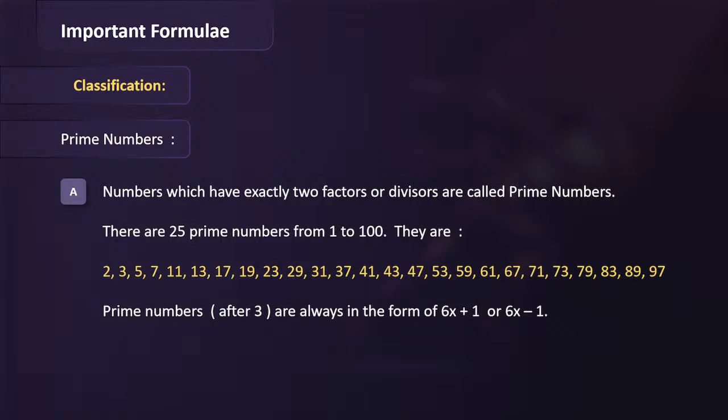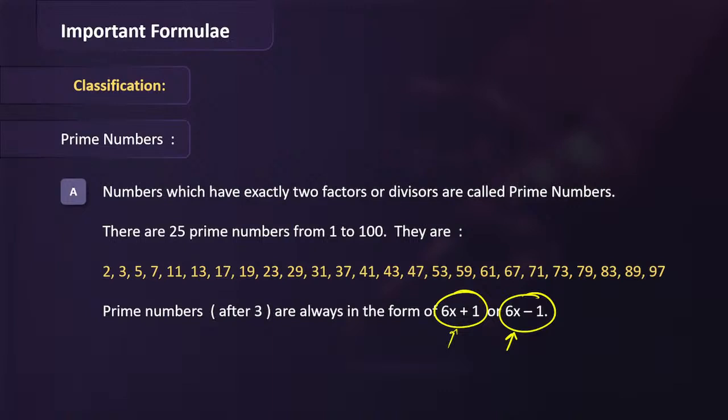Now one very important thing that you all must know is about prime numbers after 3. 3 से बड़े जितने भी prime numbers हैं, every prime number can be expressed in the form of 1 less than a multiple of 6 or 1 more than a multiple of 6. So this is 1 less than a multiple of 6. This is 1 more than a multiple of 6. So every prime number can be expressed in this form, but the converse is not true. Not every number which is in this form will be prime. So this is one important thing that you must remember.